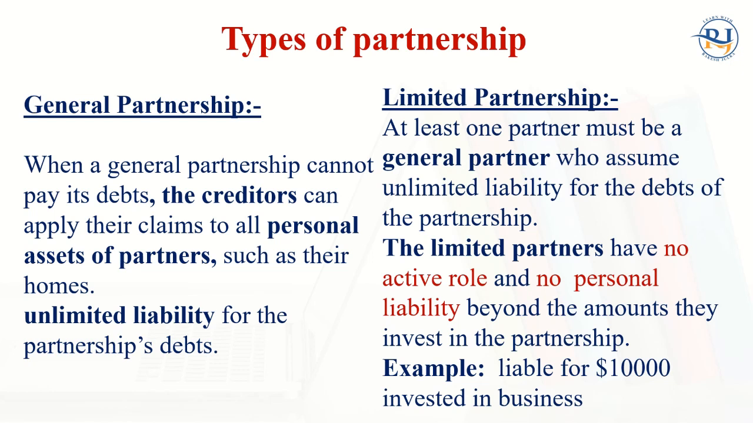But the limitation of the general partnership can be overcome by the limited partnership. What is that? At least one partner must be the general partner who assumes the unlimited liability for the debts of the partnership. The limited partners have no active role and no personal liability beyond the amount they invest in the partnership. For example, one partner has invested $10,000 in the business and will be held responsible and liable only for the $10,000, not more than $10,000. So this is known as a limited partnership.